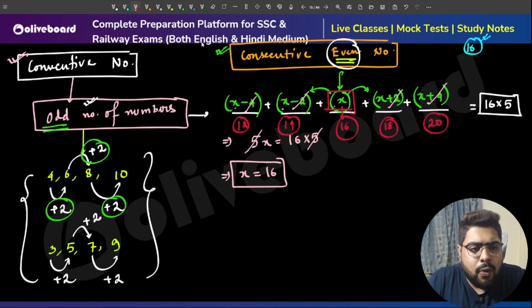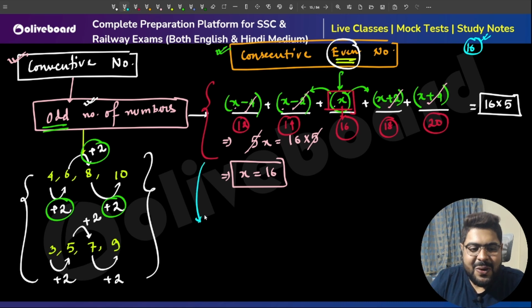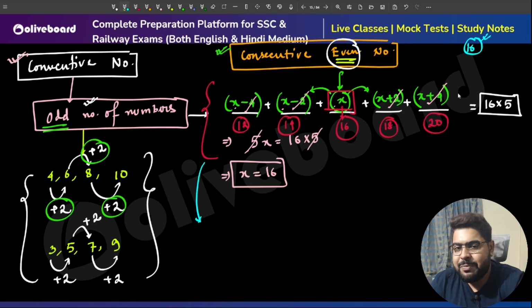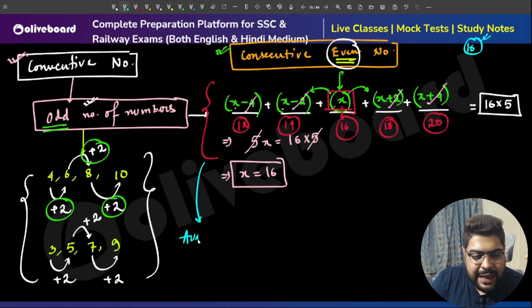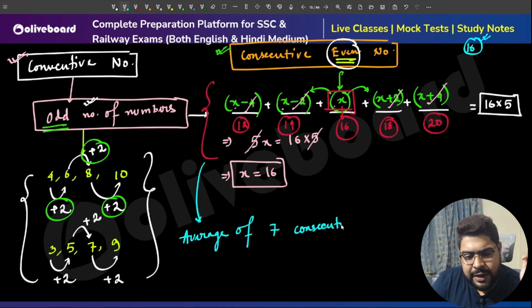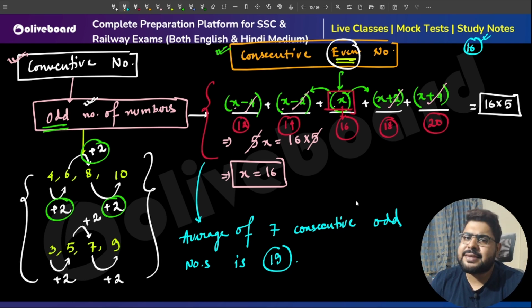So again, for consecutive odd numbers also, we can do the same thing. The conclusion that we want to draw from here, sir, is this. Directly, can I say, if this is given, the average of 7 consecutive odd numbers is, let's say, 19. They are asking what is the difference between the numbers, so let's figure out all the numbers.